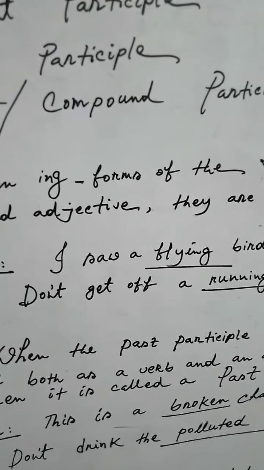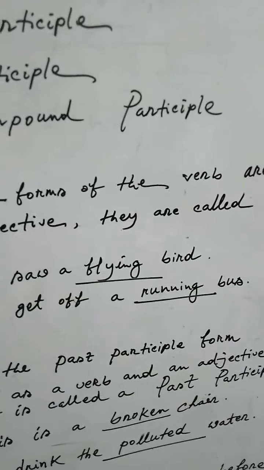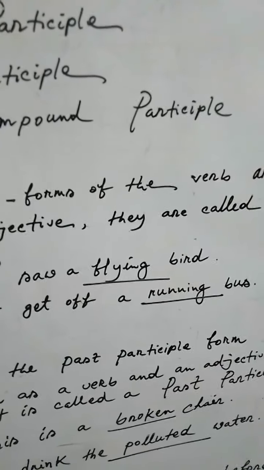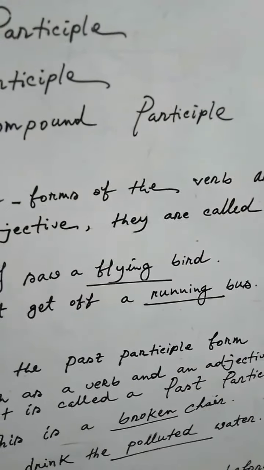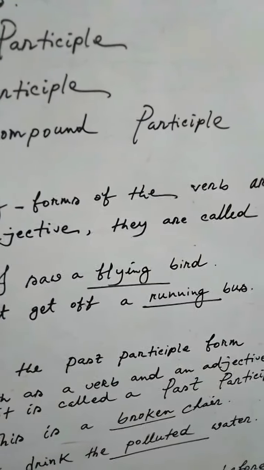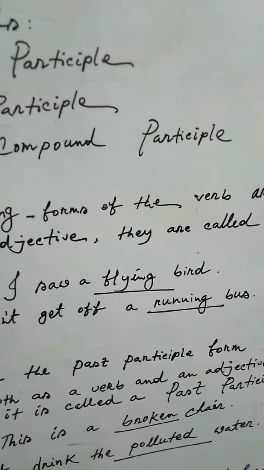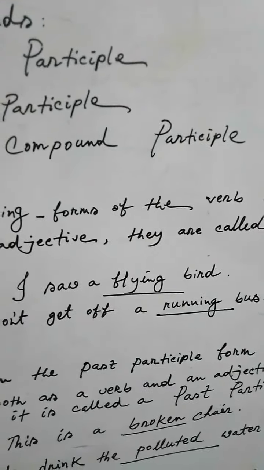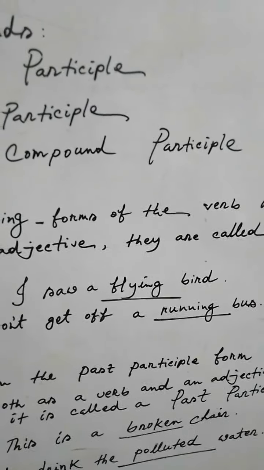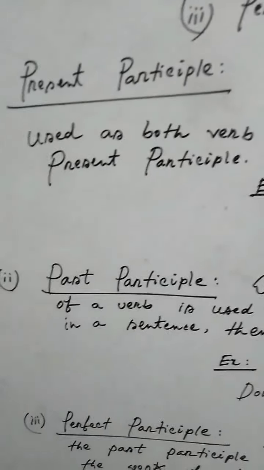Another example of present participle is, don't get off a running bus. You know, run is a verb, but here ing has been added with run. Now it is running. So here running acts as an adjective. Though run is a verb, here running acts as an adjective. So according to the definition of present participle, running here is a present participle. In such a way, when the ing form of a verb acts like an adjective in any sentence, then it is a present participle.